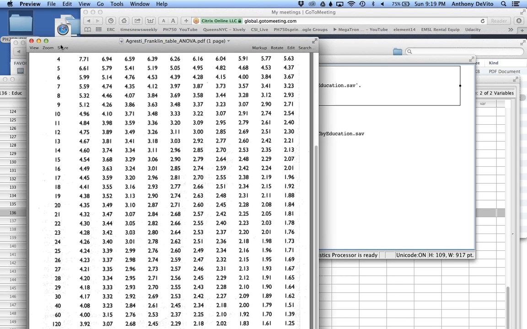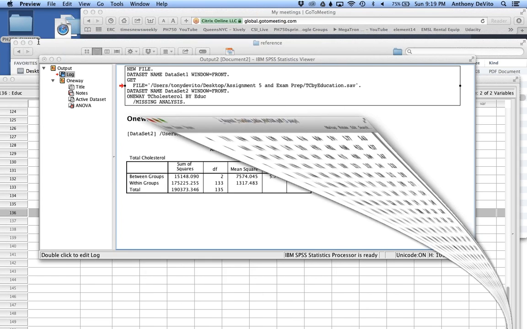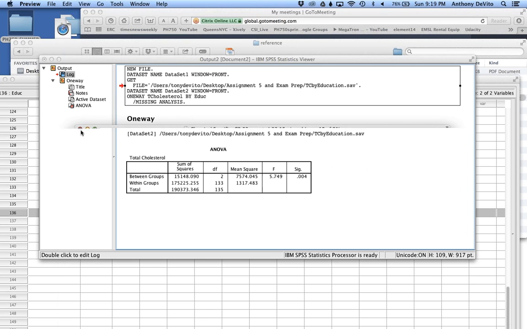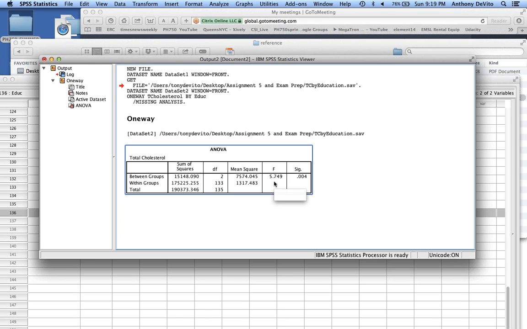So our critical value for F is 3.07. Our calculated value is 5.7. So we've exceeded our critical value, so we can reject our null hypothesis that said that none of the means are equal to one another. None of the means are different from one another.